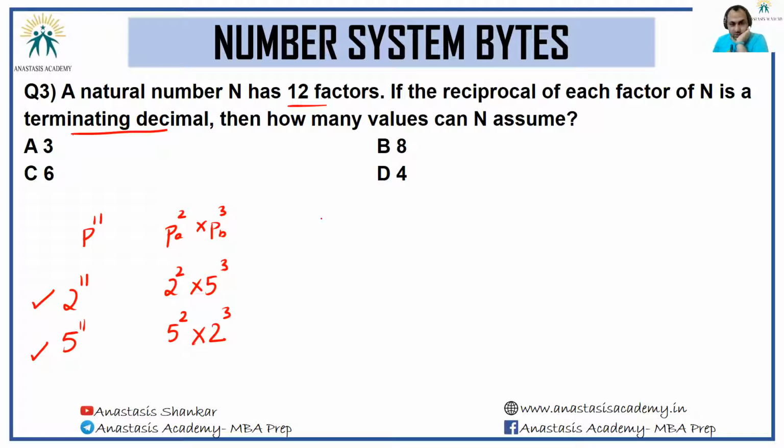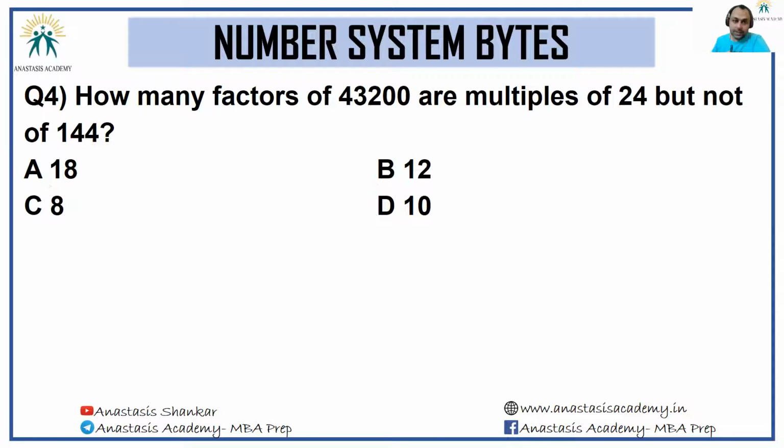Oh, this could also happen this way. So p raised to the power a into 5 into p raised to the power b raised to the power 1. 6 into 2 can also be happening for 12. So from here I will get this case: 2 raised to the power 5 into 5 raised to the power 1, and 5 raised to the power 5 into 2 raised to the power 1. These are all distinct numbers. How many different values can n assume? Answer is 6. Next question.